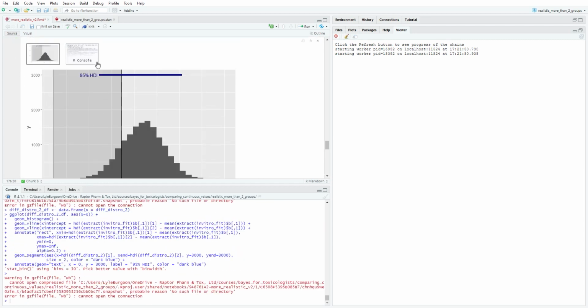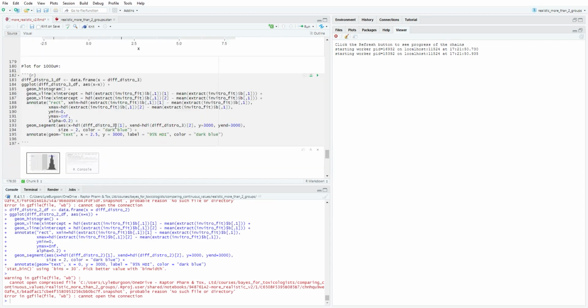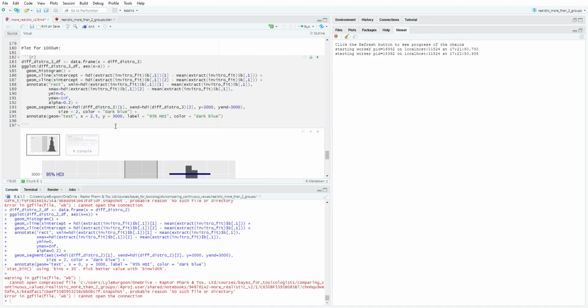Yeah, that label right there at 0 looks really good. And again, you can see that the 95% highest density interval is still within this rope. So we can't reject the null hypothesis in this particular case.